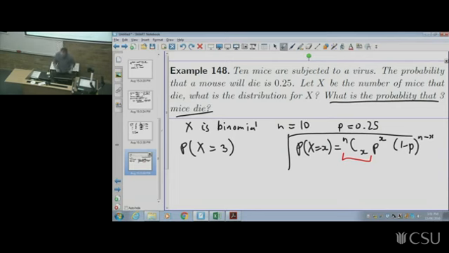P is the probability of succeeding, or of dying, I should say. So it's the probability of dying to the power of the number of mice that will die. 1 minus p is the probability of not dying, and n minus x is the number of mice that will not die.